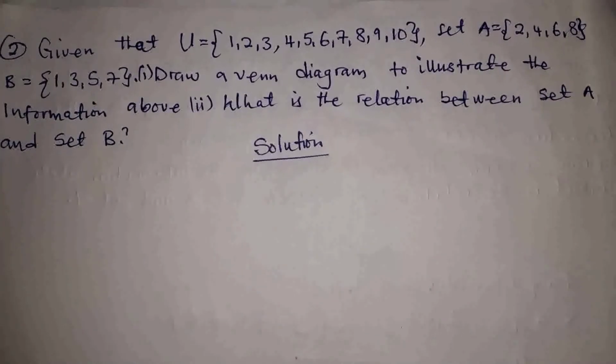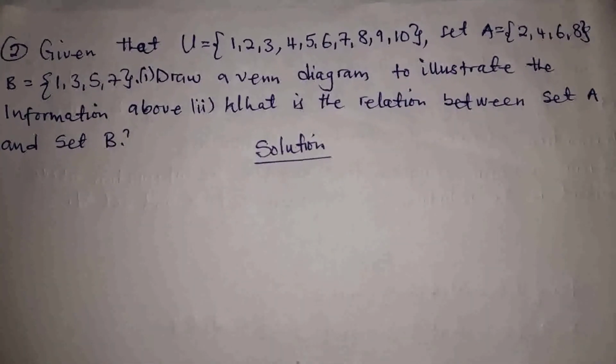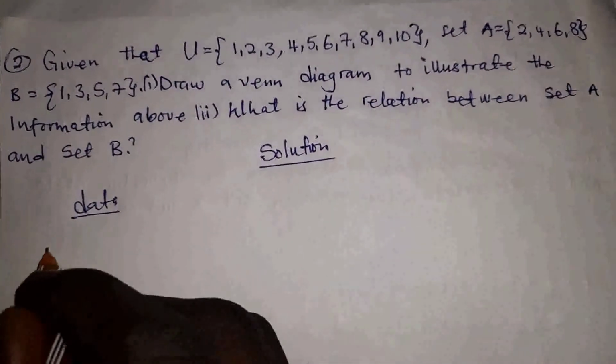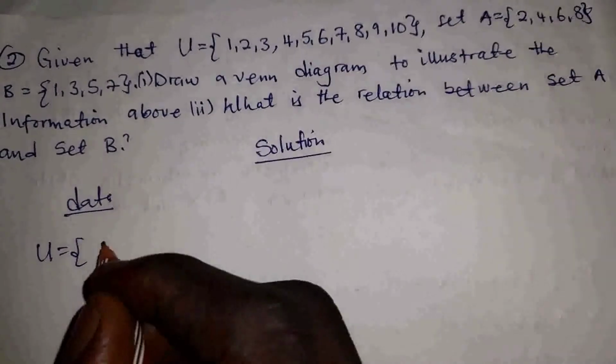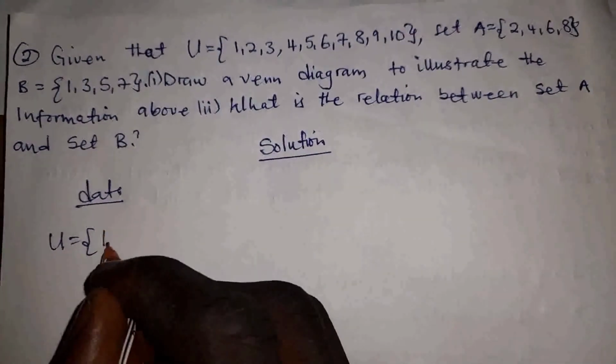Now let's see whether this is going to be similar or the same as the first question. Okay. Now as you can see, first I will write my data. I have the universal set. This time around, there's no need for me to write all the members in the universal set. Let me just write 3 of them.